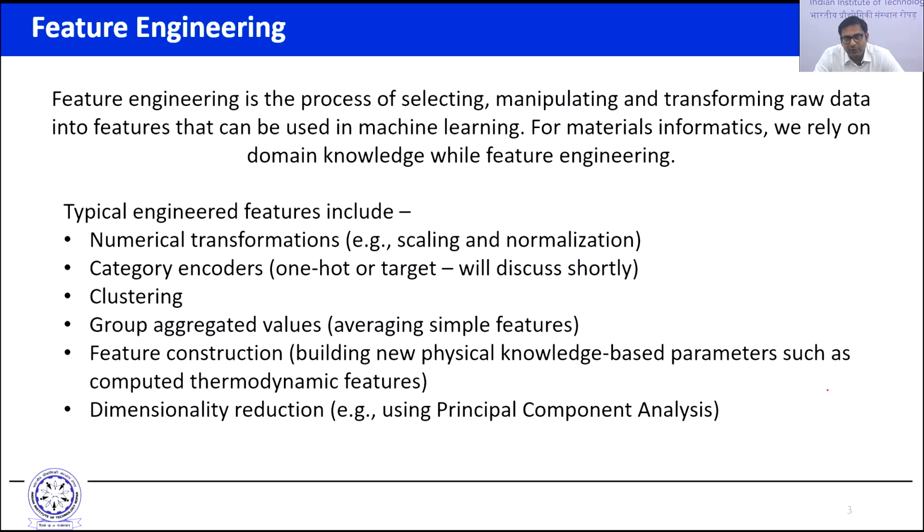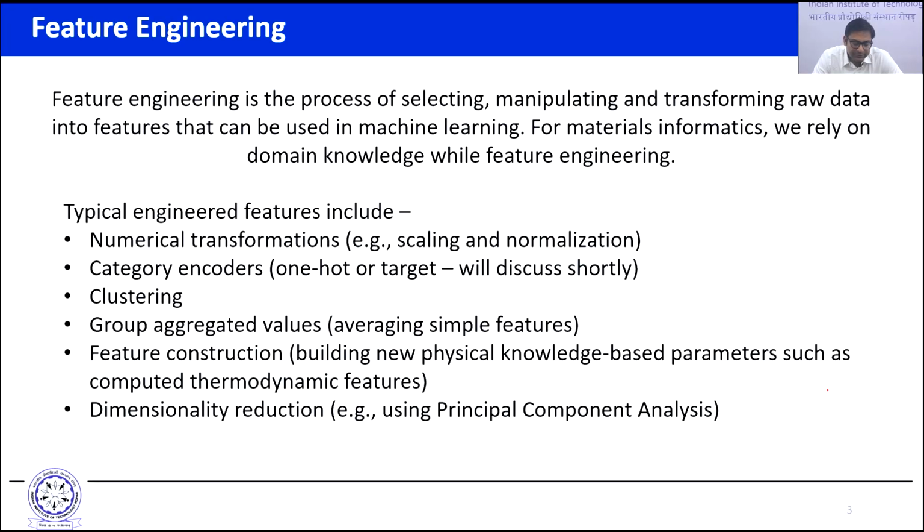So group aggregated values: if you have the composition as an input, you know the fraction of each element. You simply take a composition weighted average of whatever feature you are looking at, whether that is the atomic radius, the valence electron concentration, or the electronegativity. It is really up to you which feature you are choosing, but you can do a composition weighted averaging. So this works pretty well with the relatively simple elemental features like electronegativity and melting temperature and so on.